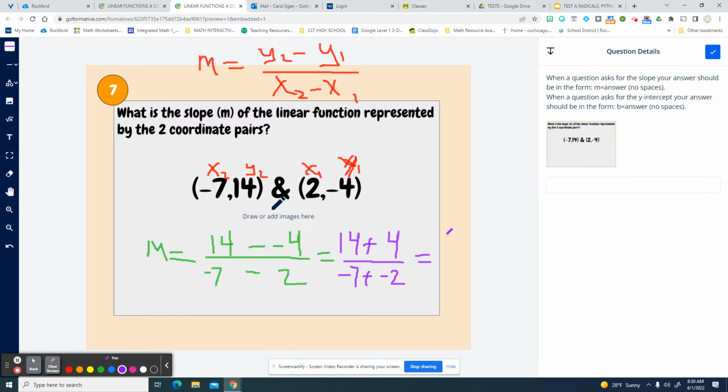So 14 plus 4, 18. -7 and -2, same sign, add, keep the sign, -9. 18 divided by -9 is -2. Okay, so my slope is a -2.